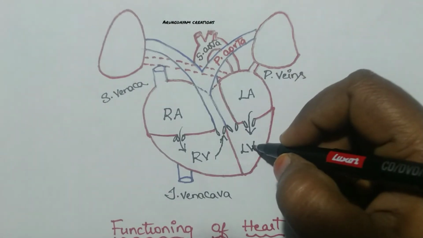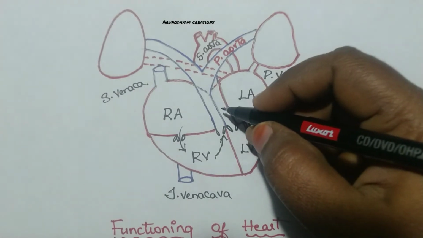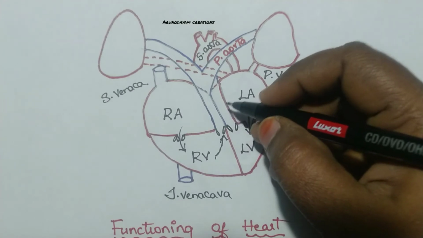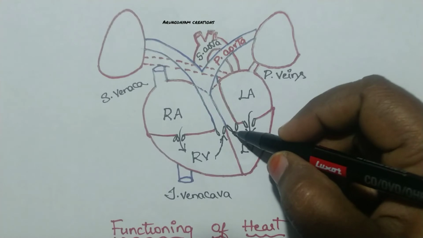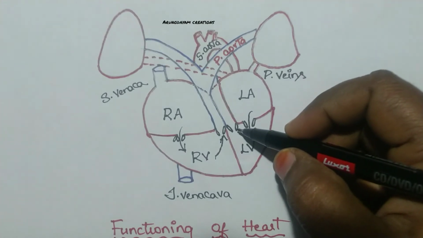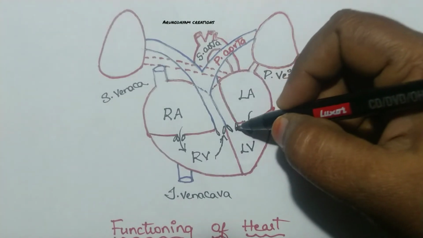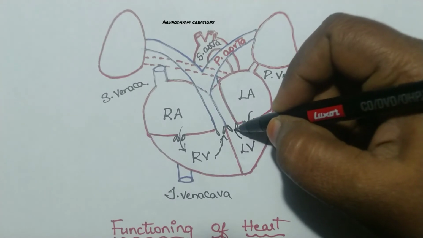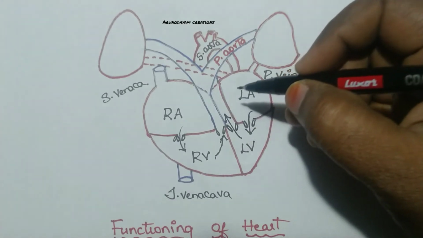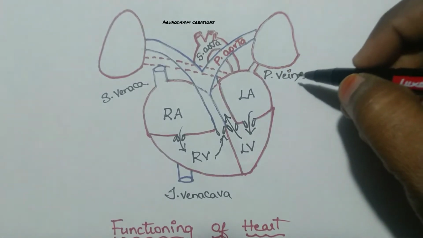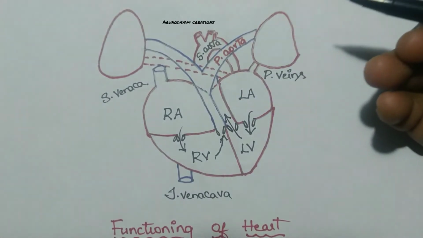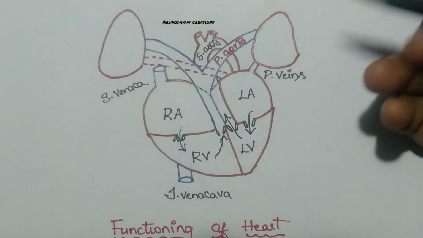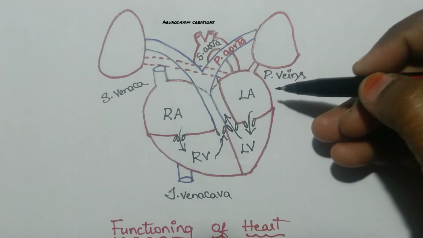The oxygenated blood from the left atrium, when this bicuspid valve opens, enters into the left ventricle. From the left ventricle, the blood enters into the biggest blood vessel present in our body called the systemic aorta. It has some valves called aortic valves or systemic valves. When these valves open, the oxygenated blood enters the systemic aorta, which distributes this oxygenated blood to different parts of our body. So these are the blood vessels attached to our heart.